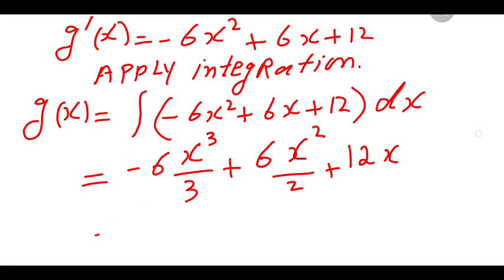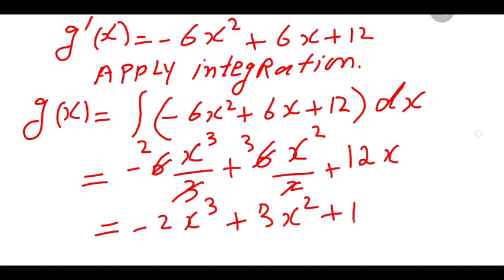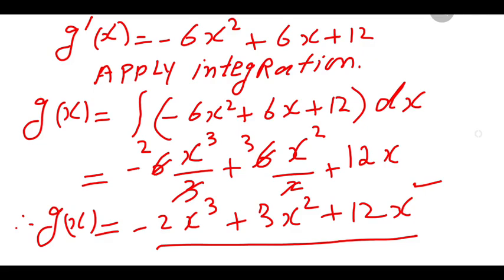Now I simplify and cancel. This is going to be -2x^3, plus 6 divided by 2 is 3x^2, plus 12x. So this is the equation of the cubic graph.